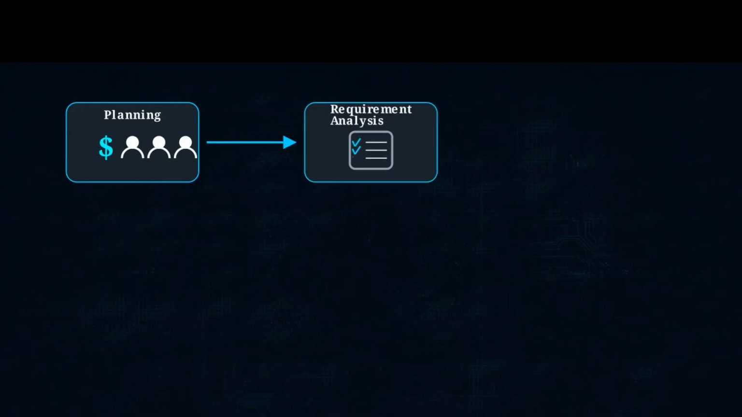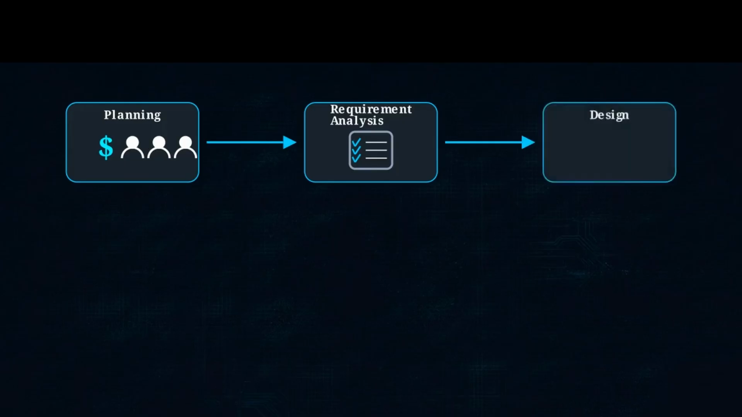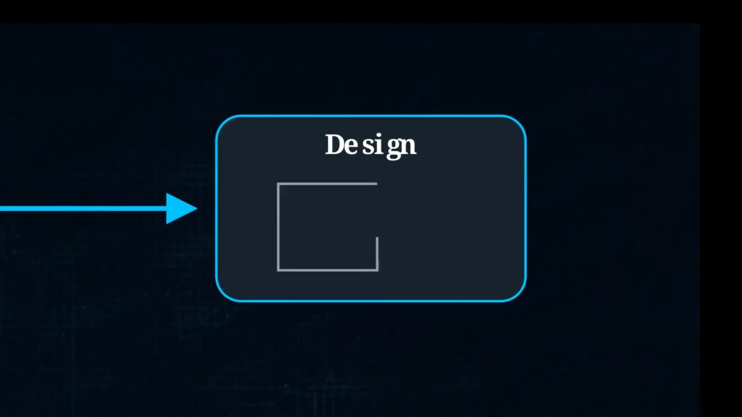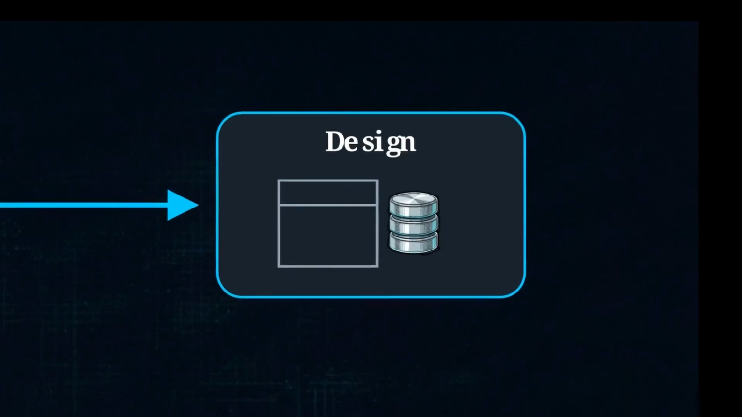This master sequence begins with three foundational phases. First is planning, where teams calculate project feasibility and budget. Second is requirement analysis, where they extract the exact needs of the customer. Third is design. During the design phase, engineers map out the system architecture, lay out the user interface, and structure the database. Notice that no actual coding happens here. It is entirely about creating the abstract blueprint.